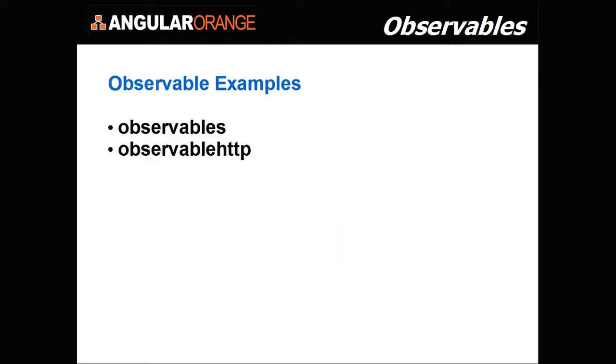Okay, so we're going to discuss some of these in the course. We're going to talk about two observable examples. One's called Observables and the other one's called Observable HTTP.